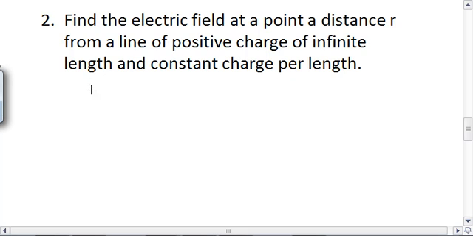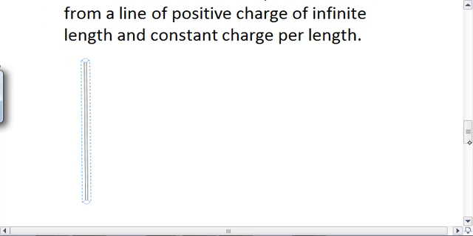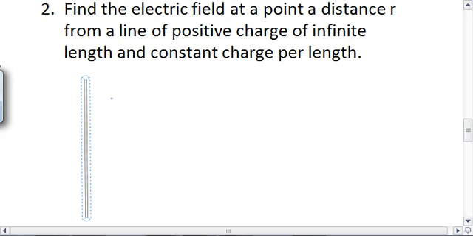Okay, so a line of positive charge. So let's pretend like that's our line of positive charge. And it's infinite, so it goes up and up forever and down and down forever, but I can't draw that. But we're looking at a point out here, a distance r.